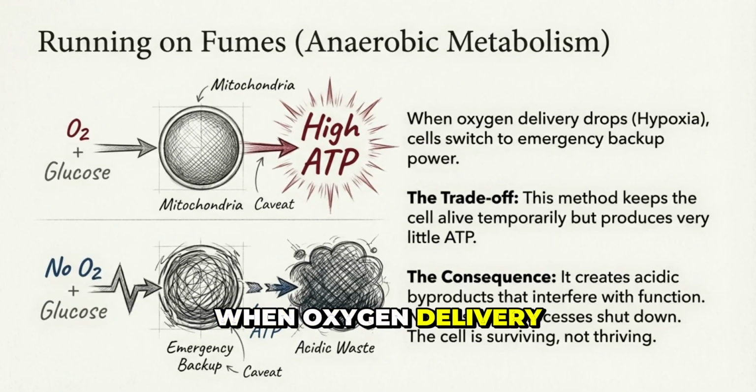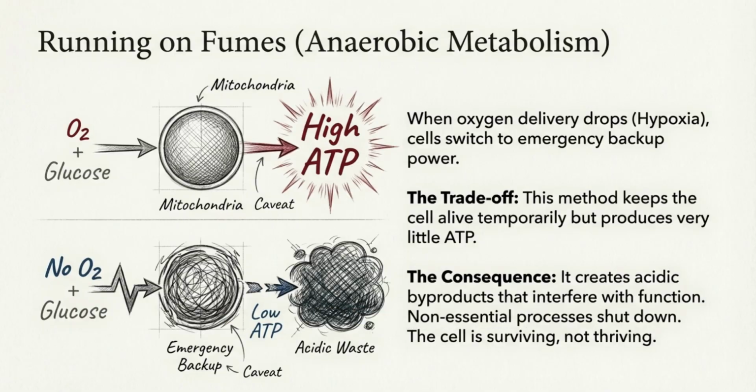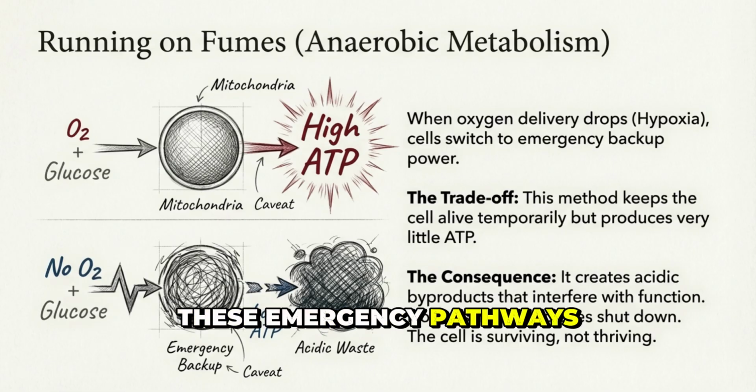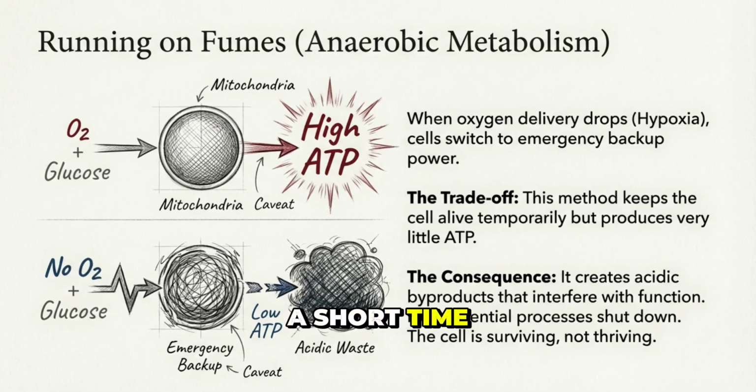When oxygen delivery drops, ATP production drops with it. Cells don't stop working immediately. Instead, they switch to backup methods that produce much less energy. These emergency pathways can keep a cell alive for a short time, but they come with consequences. They produce less ATP and create acidic byproducts that interfere with normal function.